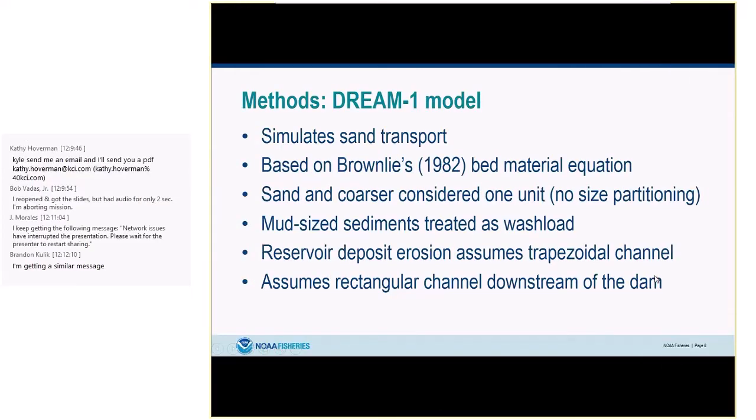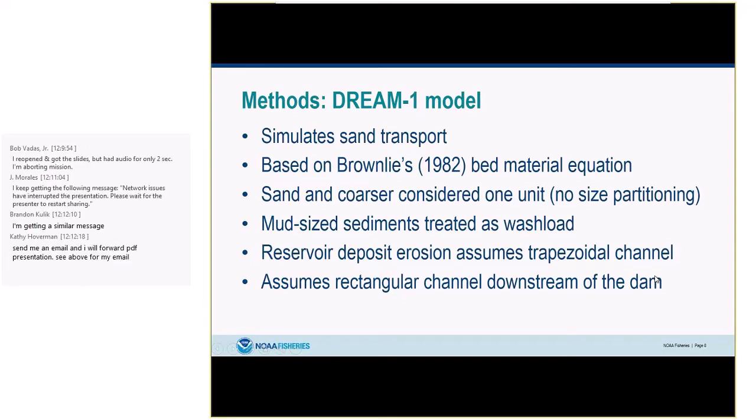In other words, there's no particle sorting. Silt and clay-sized particles are assumed to be transported as wash load that's not able to redeposit onto the channel bed once it's released into the water column with erosion of the impoundment deposit. The model simulates erosion of the reservoir deposit by assuming a trapezoidal channel shape, so the channel widens as it degrades over time. Downstream of the dam, the model assumes a rectangular channel shape, which can be different from node to node, but it doesn't change over time.